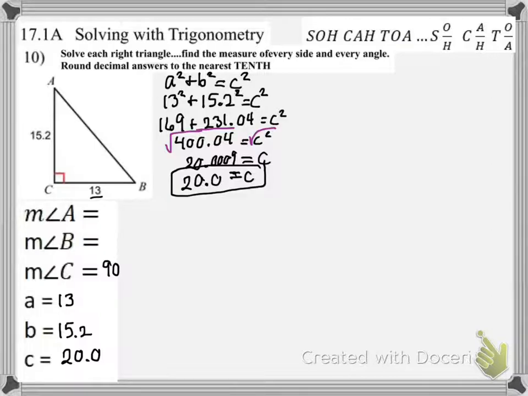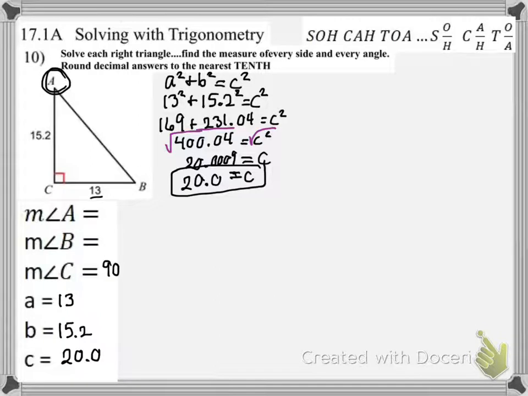Okay, let's look at what else do we need to find. The measurement of some angles. I know all three sides. I don't know any of the angles. So it doesn't matter which angle I start with. I'm going to look at angle A.